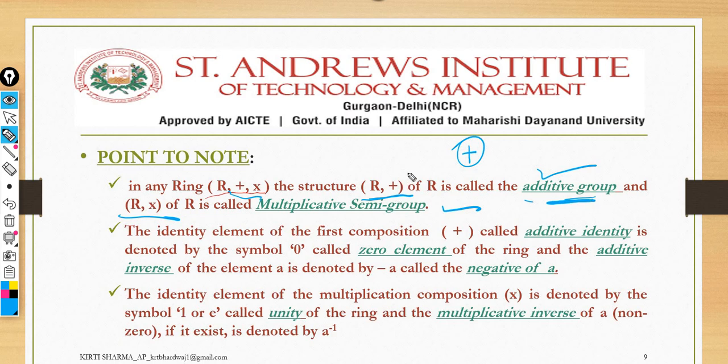So with the addition symbol, it satisfies the additive group, and under multiplication it is known as a multiplicative semigroup. Next thing that is important to mark here is the identity element, which you already know. If you are using the addition symbol, the identity element you find there is known as the additive identity, and the identity with respect to addition is 0. I hope it is clear with everyone. So it's called the 0 element of the ring.